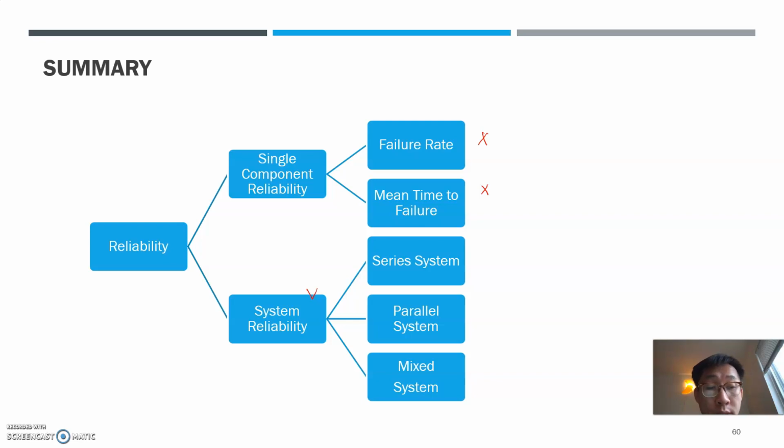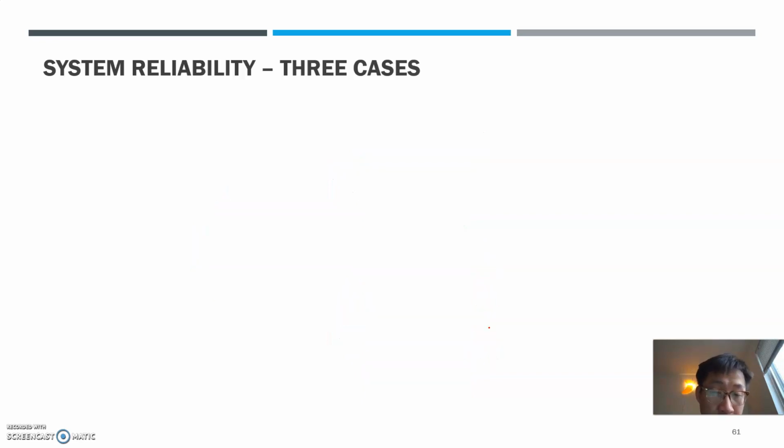Once you figure out the individual probability of failing or surviving after a certain point, then we need to combine all these probabilities to consider a system, which usually is made of more than one component. Okay, so we're going to look at the series system, parallel system, and eventually mixed system. So for system reliability, we usually have three different cases.